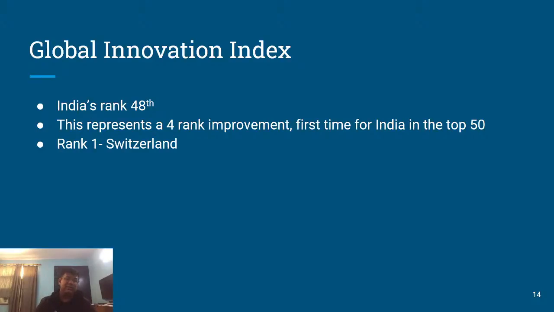Rank 1 in this index is Switzerland. They have continued the ranking; last year as well, they were rank 1. And why is this such a credible ranking? It's because the WIPO has said this. Now, WIPO is an extremely credible, respected body. It's a UN body. I'll discuss what exactly WIPO is.